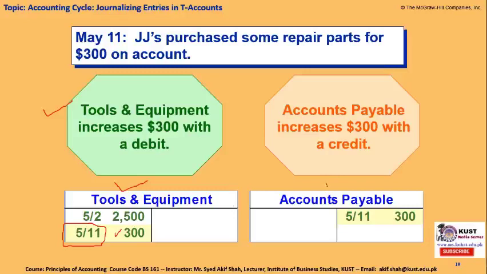Therefore, we will make another account with the title of accounts payable. The reference point is 11th of May, and as there is an increase in the liability, therefore it is recorded as a credit entry. So dear student, this is the way that some of the transactions can be journalized in T accounts by following the double entry accounting system.